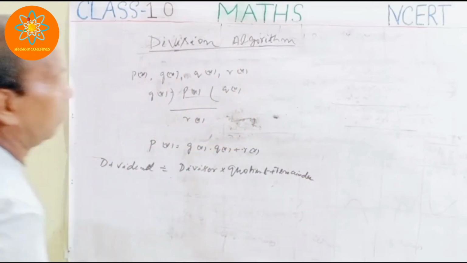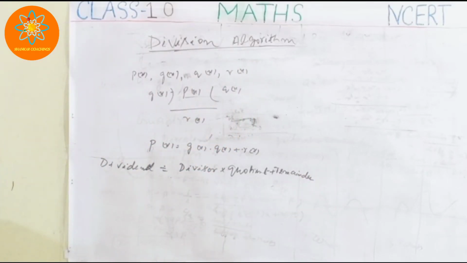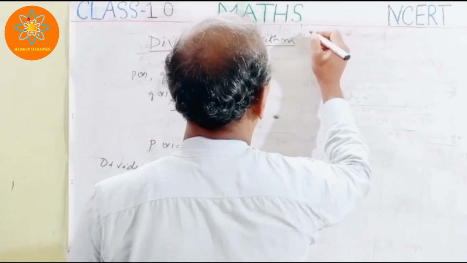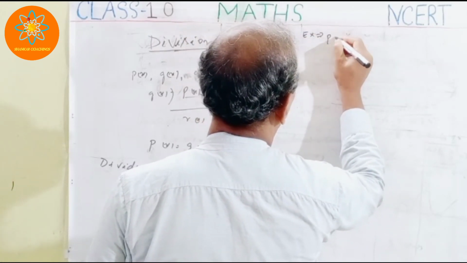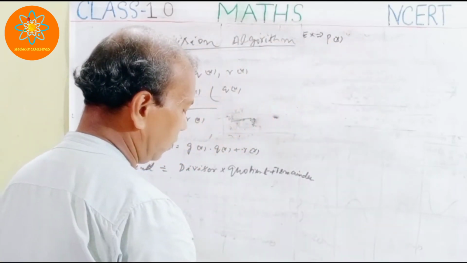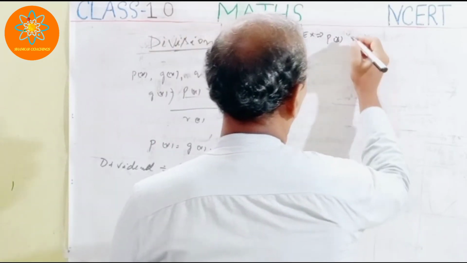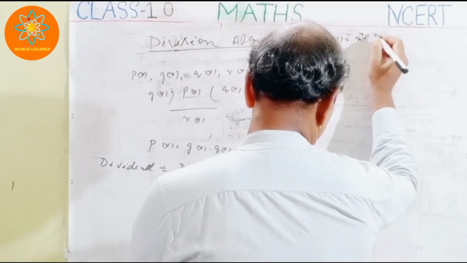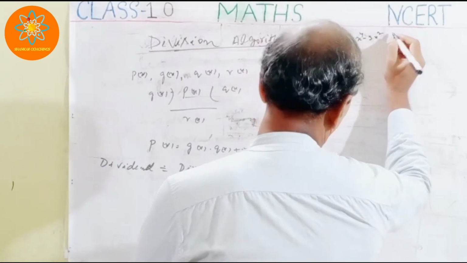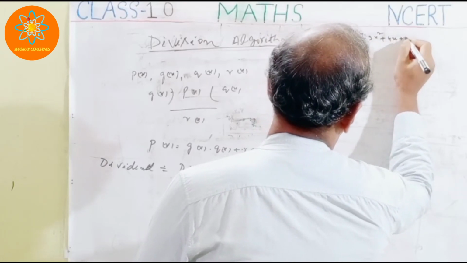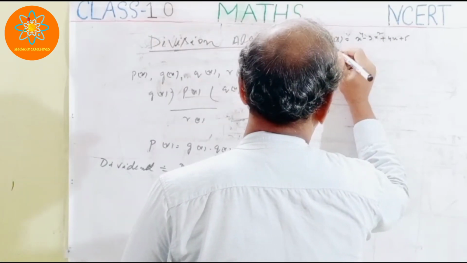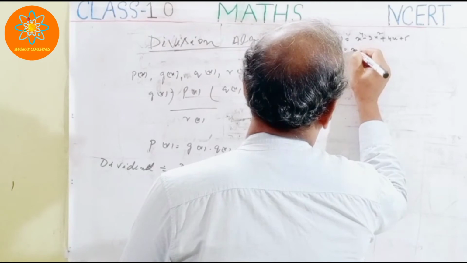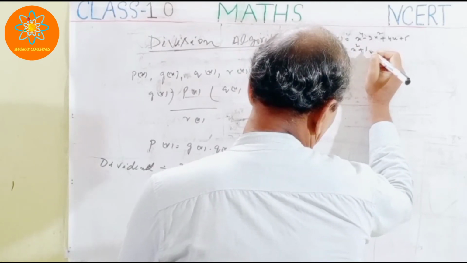This is the division algorithm. Now let's suppose I'm taking one example: the value of p(x) is equal to x to the power 4 minus 3x square plus 4x plus 5. And let's suppose I divide it by g(x), and the g(x) is how much? This is x square plus 1 minus x.